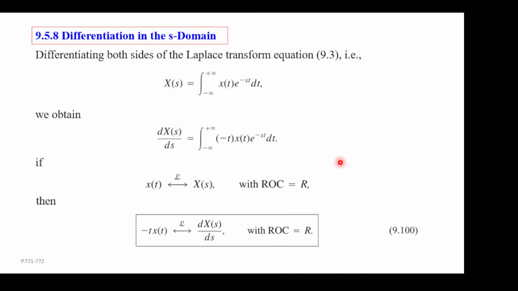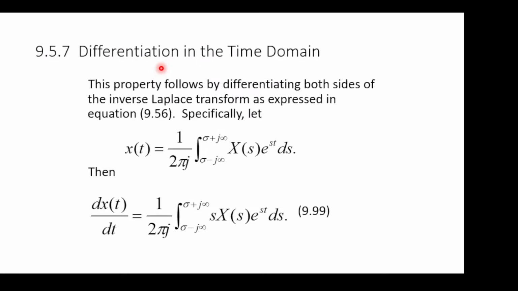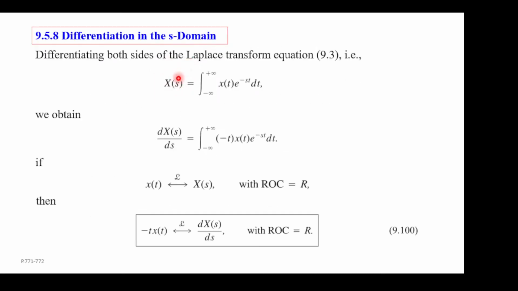Similarly, you have differentiation in the S domain, and here we show the derivation just like before. You have the synthesis equation and this analysis equation. Anyway, you use the Laplace transform equation and differentiate on both sides, and you get this -t x(t). And the ROC shouldn't change here. If you are converging somewhere and you take a derivative, it's still converging.